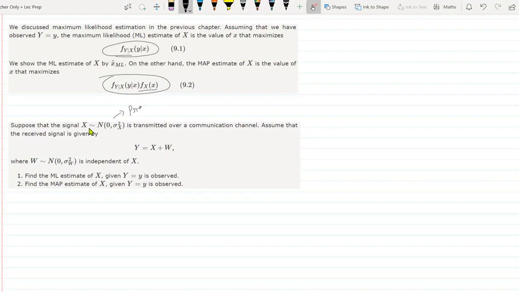So this is the distribution of X, and Y is basically, when I send X to you, the channel adds some noise W to it. The noise distribution also you are told. And you are observing this Y. Suppose you observed a particular value Y. What should you estimate as the value of X? So how do you find this?